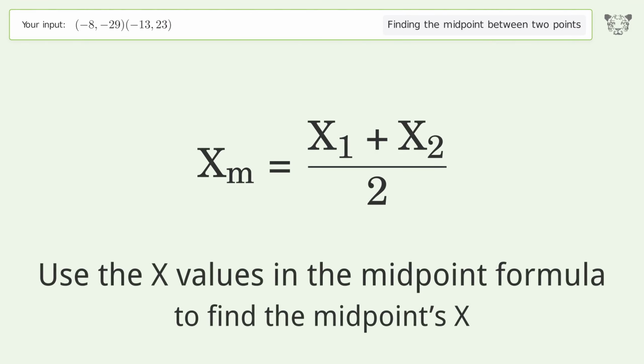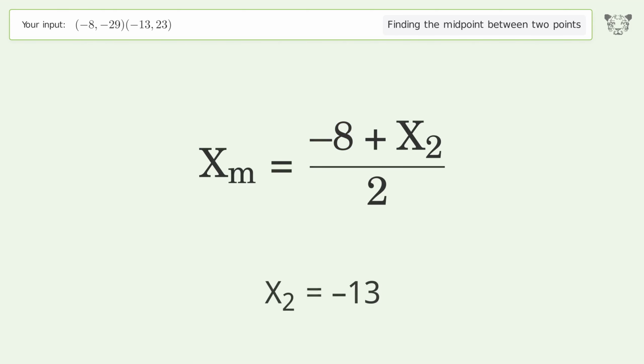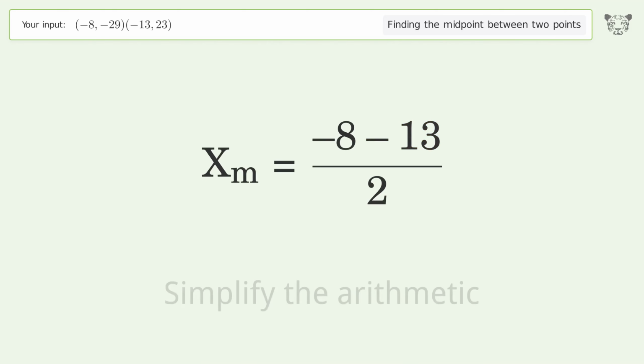Use the x values in the midpoint formula to find the midpoint's x. x1 equals -8. x2 equals -13. Simplify the arithmetic.